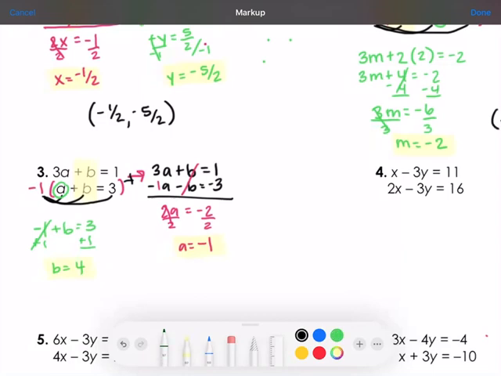And then I can express my answer as an ordered pair. In alphabetical order, I would have -1, 4.